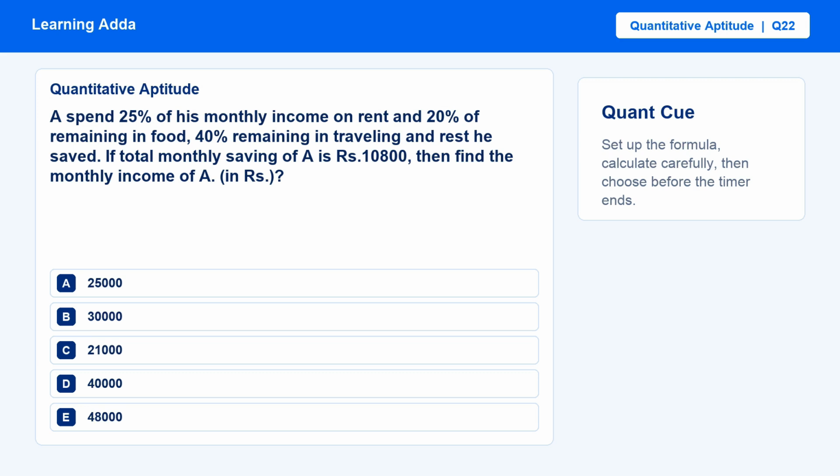Question 22. A spends 25% of his monthly income on rent, 20% of the remaining on food, and 40% of the remaining on traveling, and the rest he saved. If the total monthly saving of A is rupees 10,800, then find the monthly income of A in rupees. Option A, 25,000. Option B, 30,000. Option C, 21,000. Option D, 40,000. Option E, 48,000. The timer starts now.